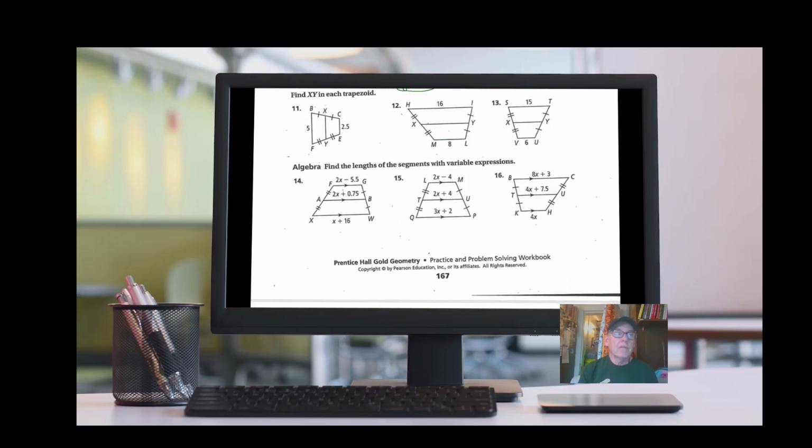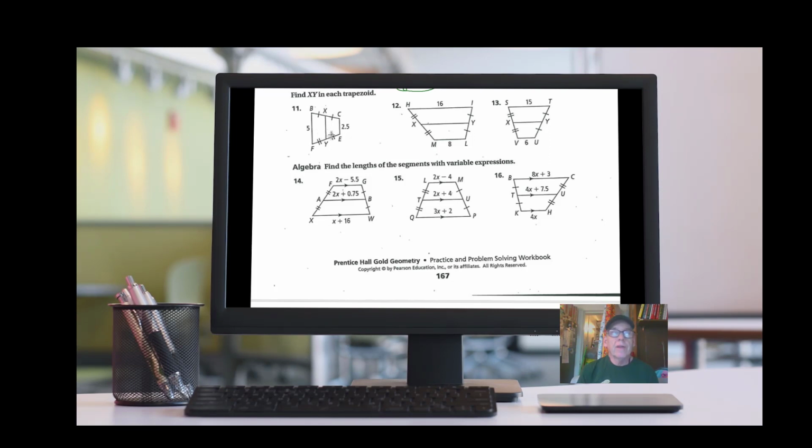Okay, here we want to find the length of xy in each trapezoid. So with these type problems in a trapezoid, the average of the 2 bases, or add the bases, divide by 2, that's going to be the middle segment length. It's half the sum of the bases. So we have problems involving that. Also, these segments are going to be congruent because x and y would be the midpoint. So that might be coming up.